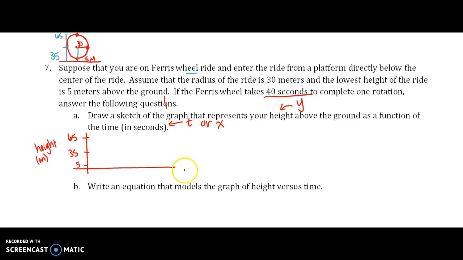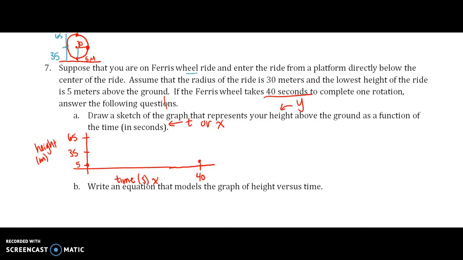Then we know it takes 40 seconds to complete one rotation. So if I start, I have not moved at all, no time has passed, I'm down at 5. So if time is 0, it takes 40 seconds to go all the way around. So that means it'll get back to your starting place of 5 meters at 40 seconds. And so this is represented by x.